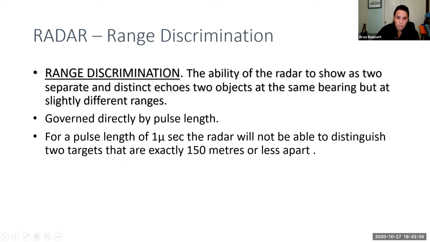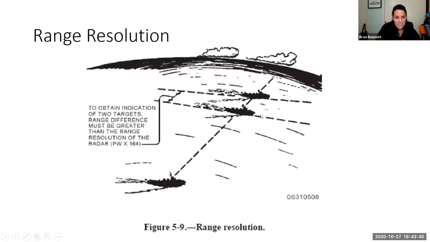Okay, so we're going to dive into this concept of pulse length. So let's read it. The ability of the target to show two separate and distinct echoes of two objects at the same bearing, but at different ranges. So instead of two objects being next to each other at the same range, they're going to be same bearing, different range. So one behind the other.